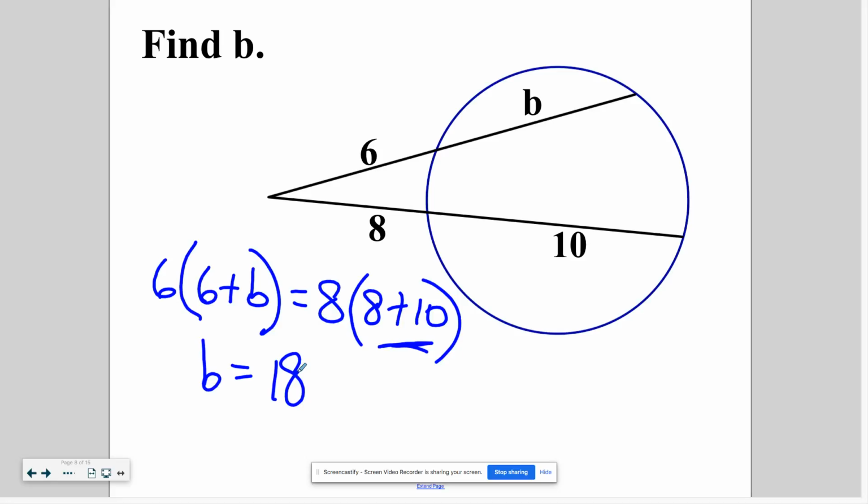Right? It looks a little weird just looking at it like this, like why does that work? But just always keep in mind it comes from those similar triangles that we have. That's where that comes from.